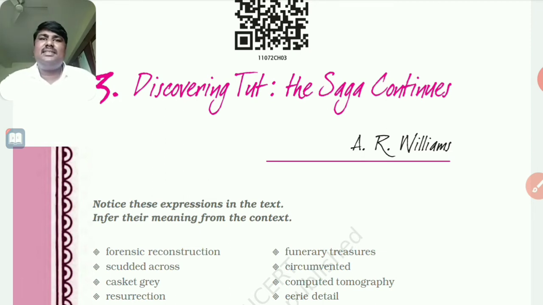And this Tut, his full name is Tutankhamun. Tutankhamun is the full name of King Tut, the last ruler of the powerful Pharaoh dynasty in Egypt. He was a teenager when he died, and his death was a mystery. Some speculated that he was murdered. So after taking his body from the tomb, they took it for a CT scan, and the CT scan revealed many mysteries of his death. So dear students, let us see the chapter.